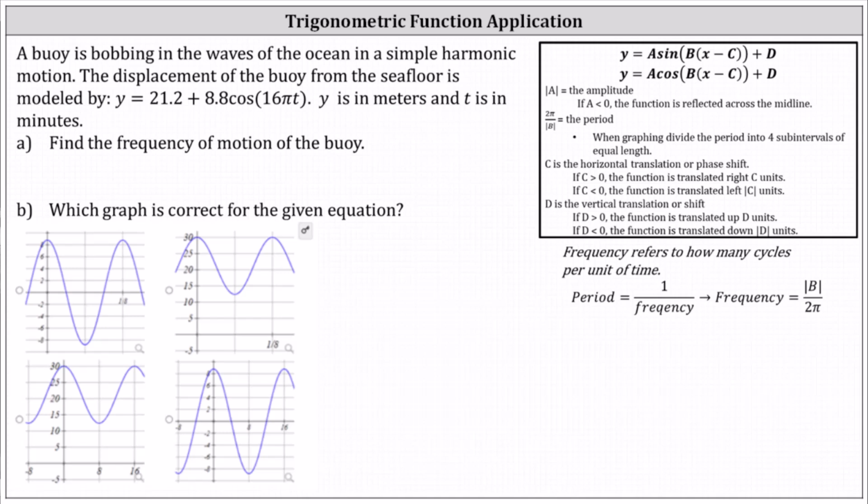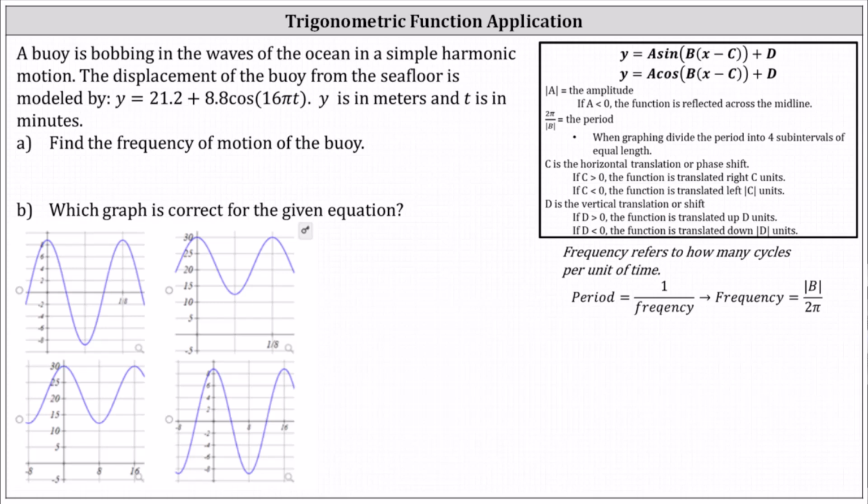A buoy is bobbing in the waves of the ocean in a simple harmonic motion. The displacement of the buoy from the sea floor is modeled by y equals 21.2 plus 8.8 cosine of 16 pi t, where y is in meters and t is time in minutes. Part A, we're asked to find the frequency of motion of the buoy.